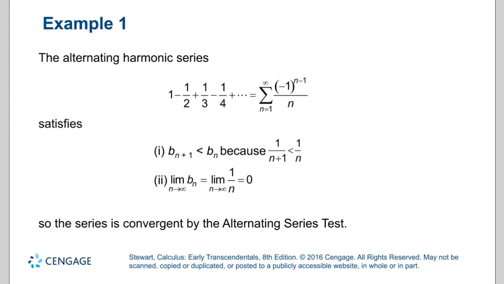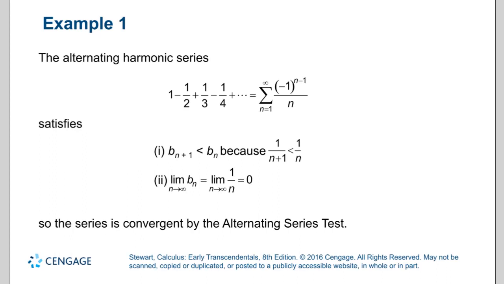So the alternating harmonic series is a little different. The alternating harmonic series is still 1 over n, but it's got the negative 1 values plugged in there as well. So it starts off positive and goes negative. So it's 1, negative 1/2, positive 1/3, negative 1/4, and so on.